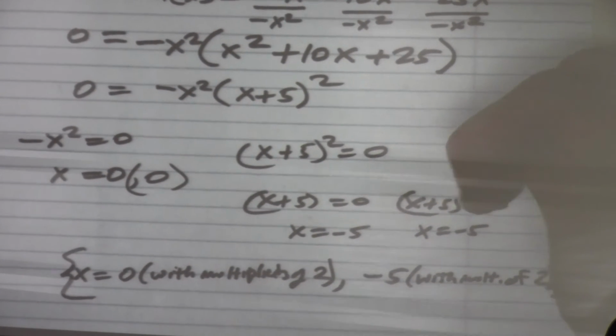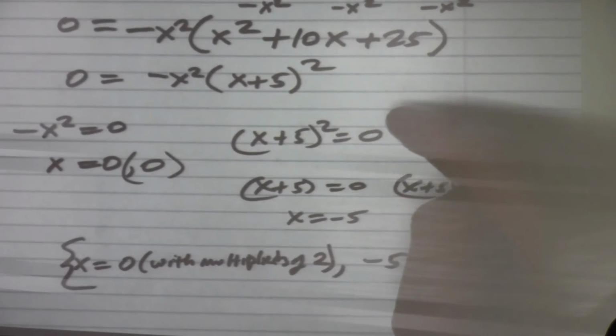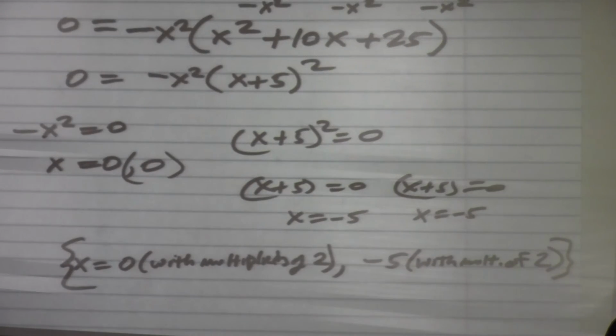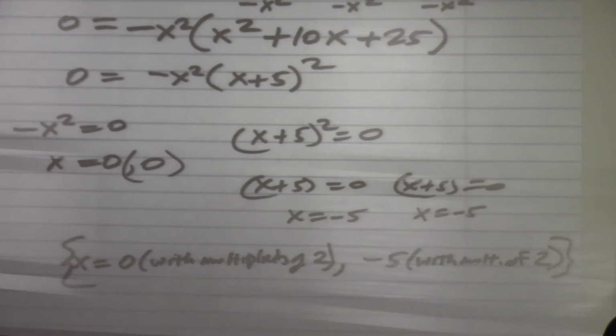In the next section, we'll work on getting the zeros when it cannot be factored like this, and there's a method where you can get a starting place. We'll go over that in the next one.